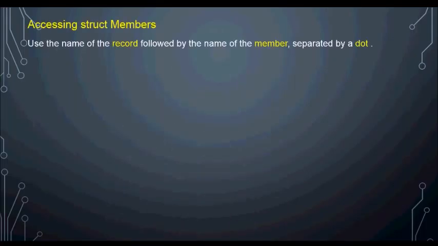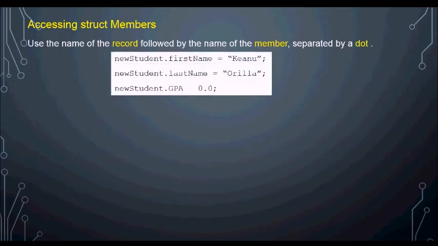Accessing struct members. Use the name of the record followed by the name of the member, separated by a dot. For example, newStudent, which is the name of the record, dot firstName, which is the name of the member. It is separated by a dot. Always remember that it is important. The dot is a separator of the members of the struct. Then the equivalent statement is newStudent.lastName equals Aurelia, and newStudent.GPA.